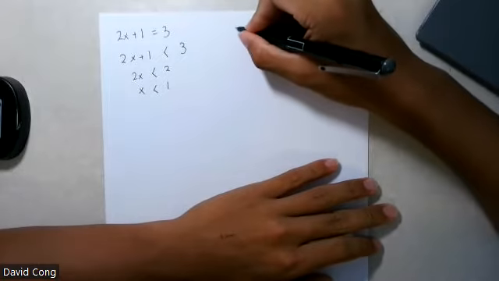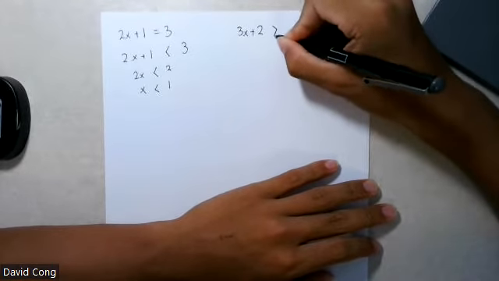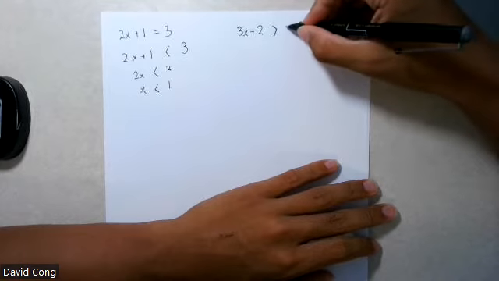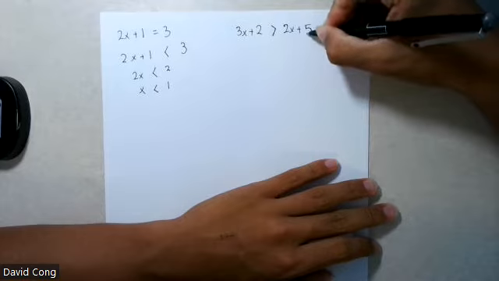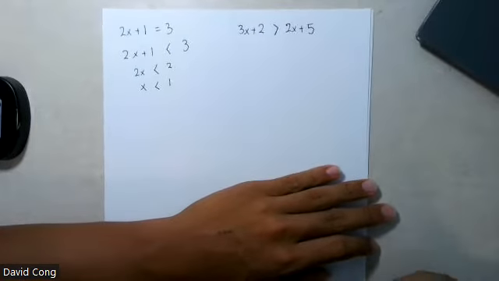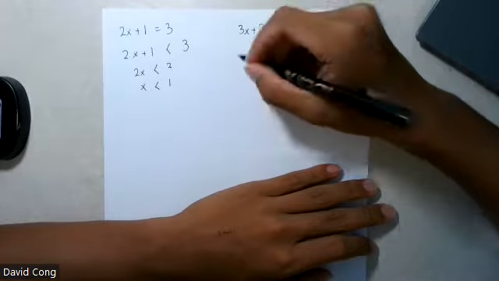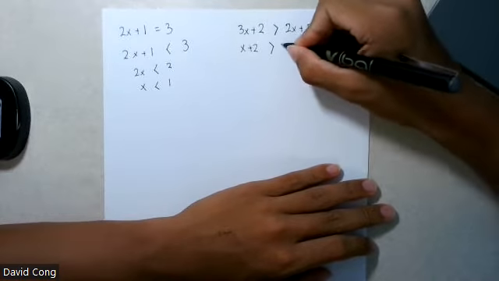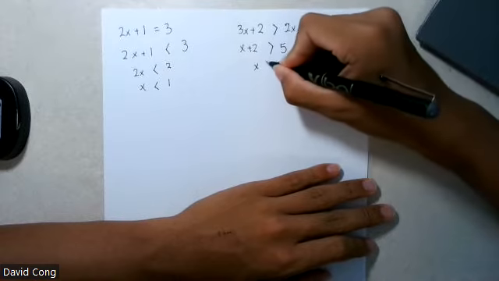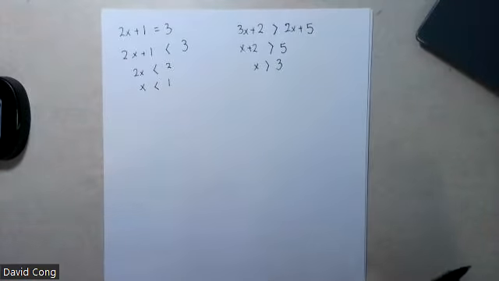So we can use any of them. So let's say we try something else: 3x plus 2 is greater than, say, 2x plus 5. We'd solve these in the exact same fashion. We would subtract 2x from each side. Now we have only x on one side. Subtract 2 from each side. And then as long as x is greater than 3, it's true.